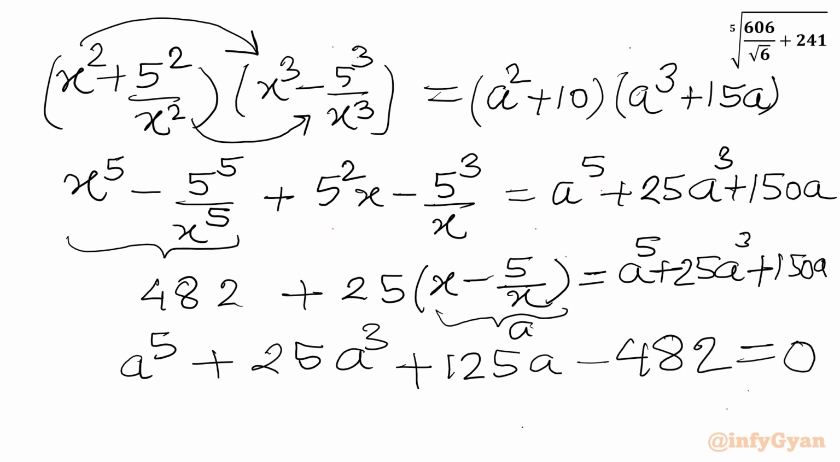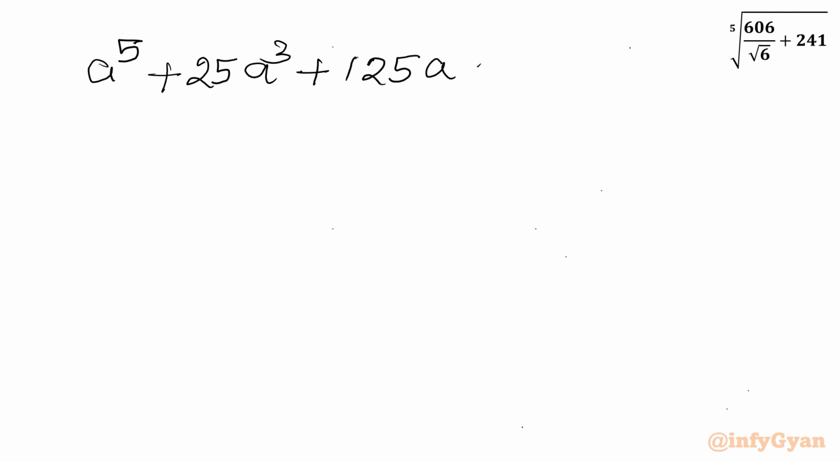Now this is one quintic equation. I will use the rational root theorem and the synthetic division method. So let me write our equation first: a power 5 plus 25 a cube plus 125a minus 482 equal to 0.